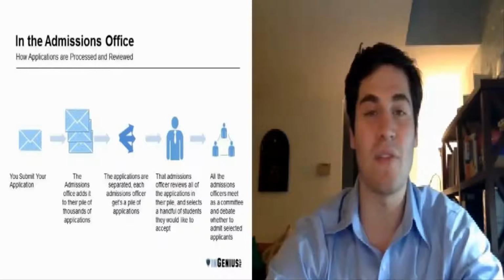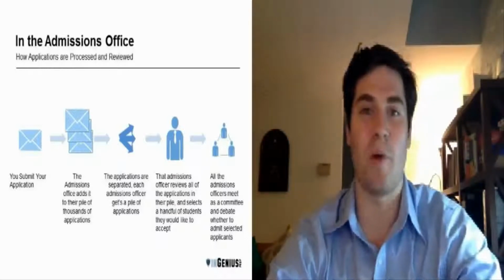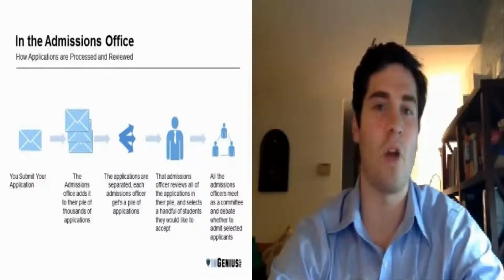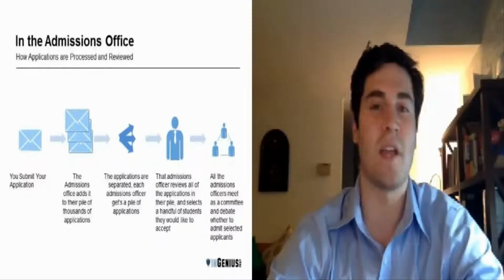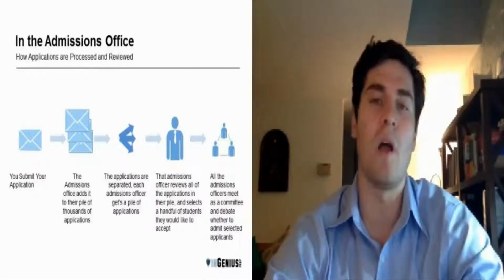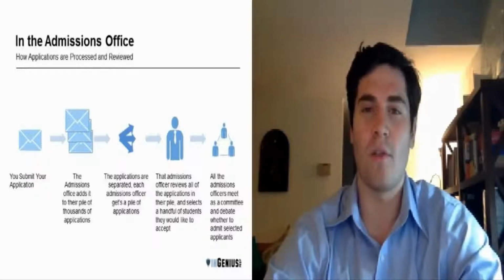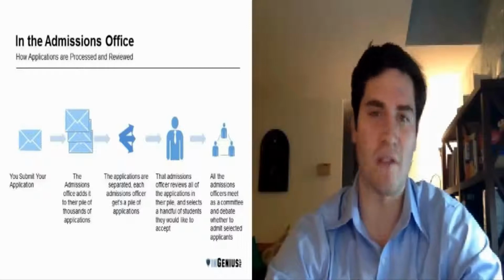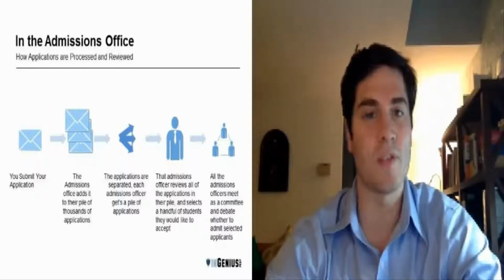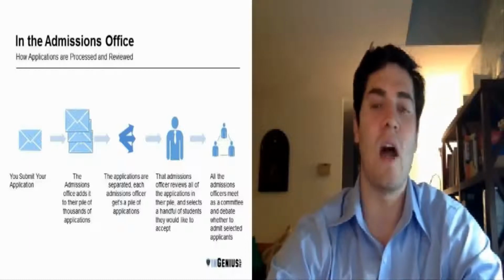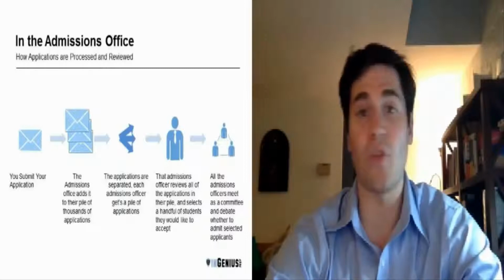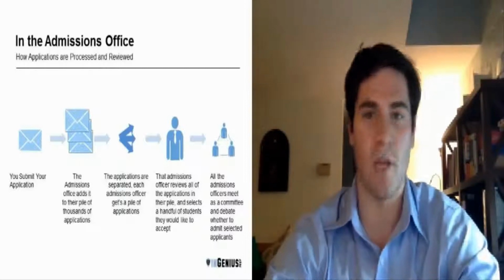What then happens is that these applications are split up into individual piles. They're given to what's called admissions readers. On the website, the person might be designated as the associate or assistant director of admissions or as an admissions reader. This person is sort of the first line of defense in the admissions office. They're there to look through applications, to weed out the ones that they believe are totally unqualified, and to find the ones that they'll ultimately advocate for at the next step, which is the admissions committee.